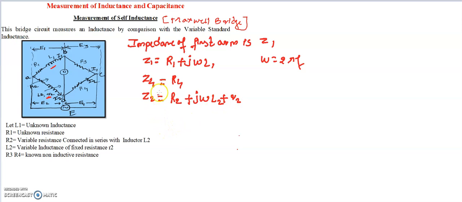So we have Z1, Z4, Z2, and the remaining arm is Z3. Z3 has only pure, non-inductive resistance, which I will write as R3. So we got the impedance values of all four arms. Now, by the balance equation, we find the unknown resistance.